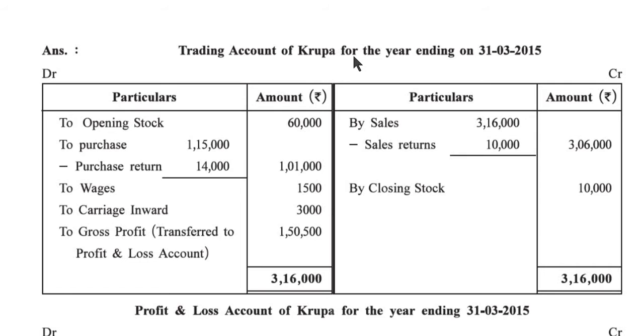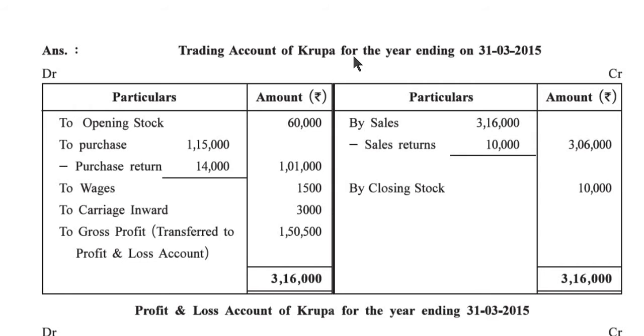Afterward, purchase minus purchase return and purchase related expenses. Here two expenses are related with purchase: wages and carriage inward. Afterward, on the credit side we have to write sales minus sales return and closing stock. Closing stock is given 10,000 and 12,000.